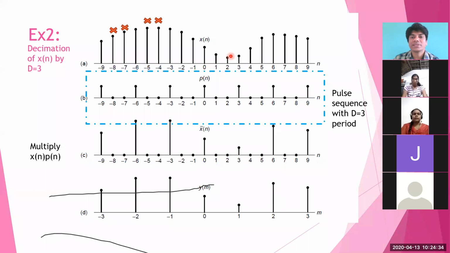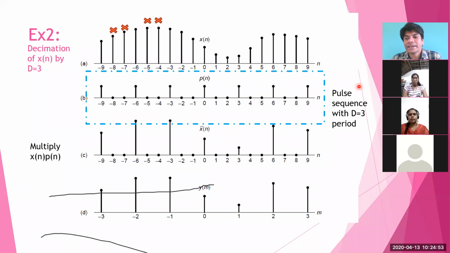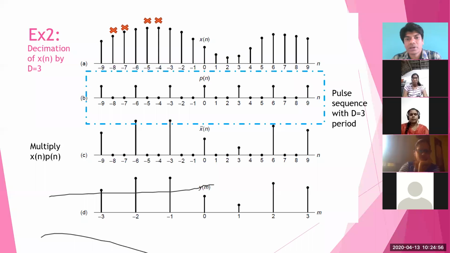Now you have only the samples here. The first sample is there, third there, sixth there, and so on. Integer multiple of D, or in another way of looking at it is what? Getting rid of samples. Yes, sir. Another way of looking at it is discarding D minus 1 samples between two successive samples, right?